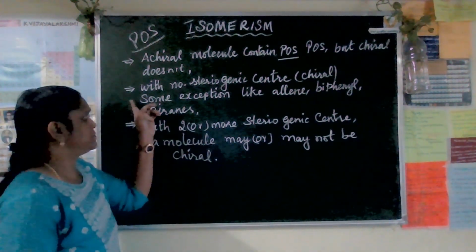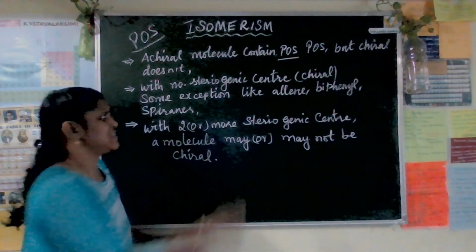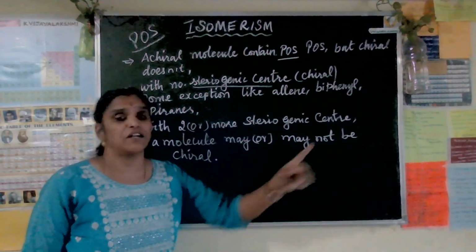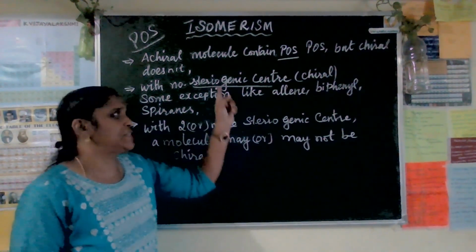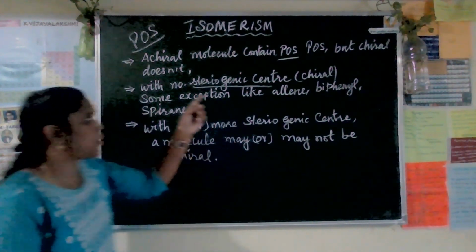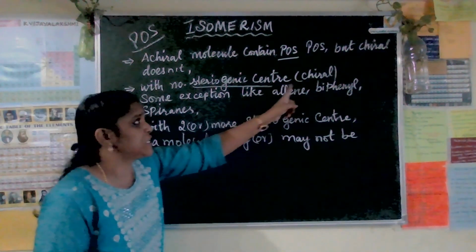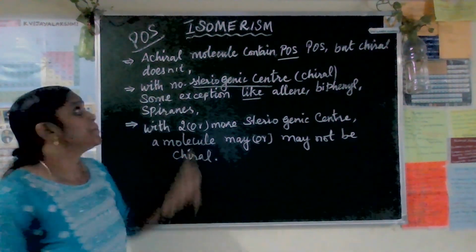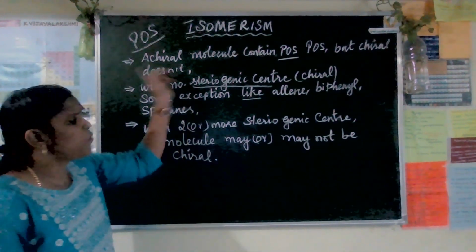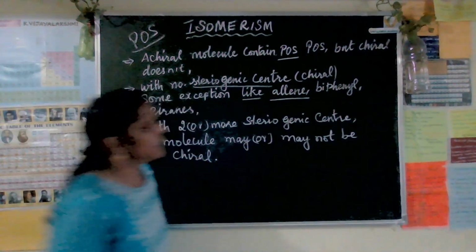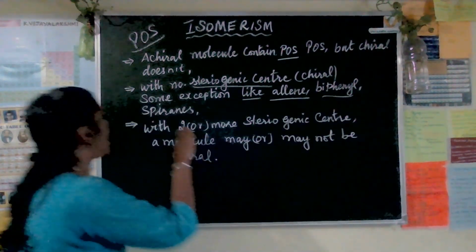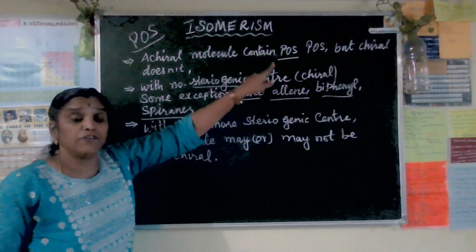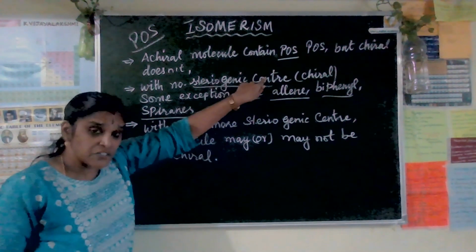And the next one, with no stereogenic center. Stereogenic is another word for chiral, please remember, because they may use this word to confuse you, so I am telling this point. With no stereogenic center, some exceptions are possible for plane of symmetry. So what are those? Allene, biphenyl and spirans. These are possible even if it is a chiral or stereogenic center.